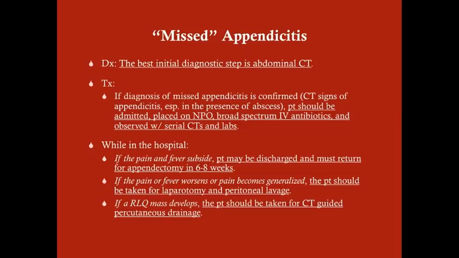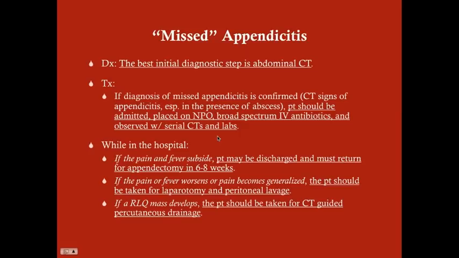And so what you want to do is observe them to see if their fever and their white count and their pain go away. And a lot of times it does. So what you're going to do, if missed appendicitis is the diagnosis, is admit them, put them NPO, broad-spectrum IV antibiotics, just like what you would do in a patient with early acute appendicitis, and then observe them with serial CTs and labs.